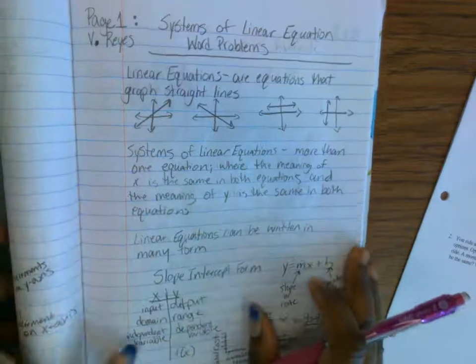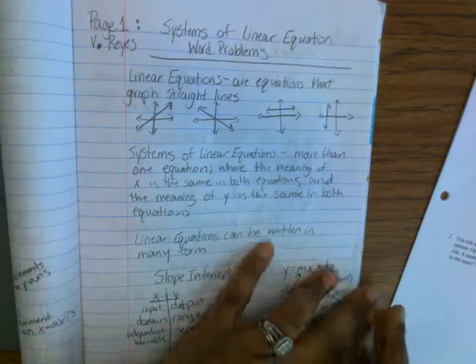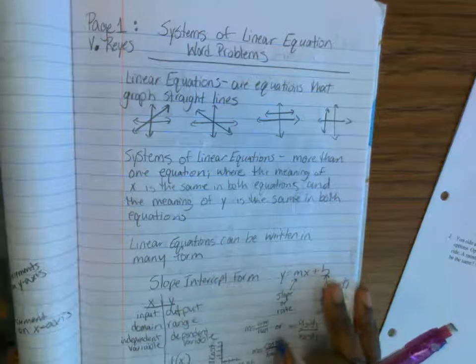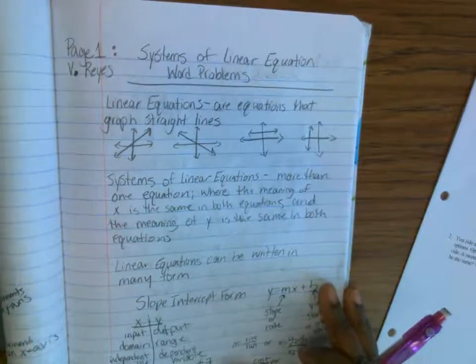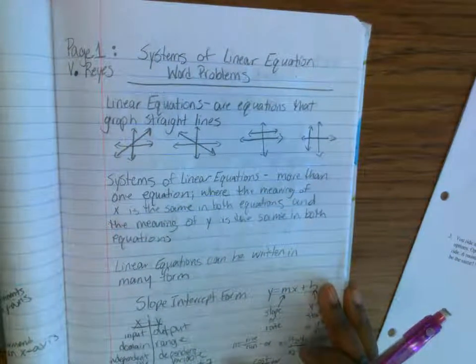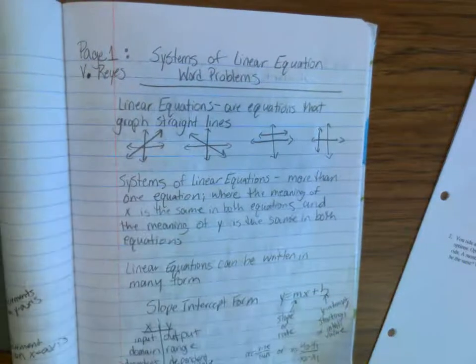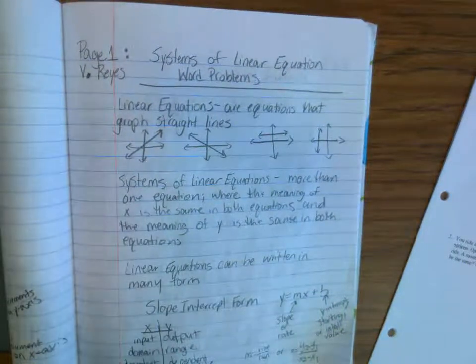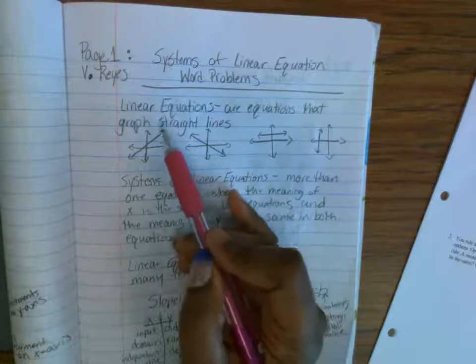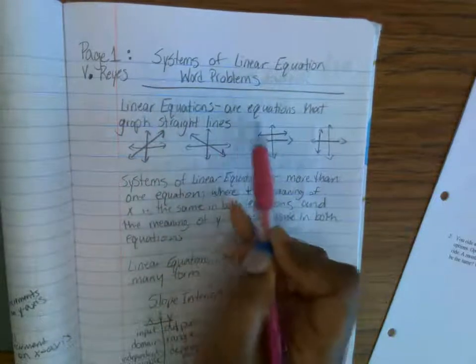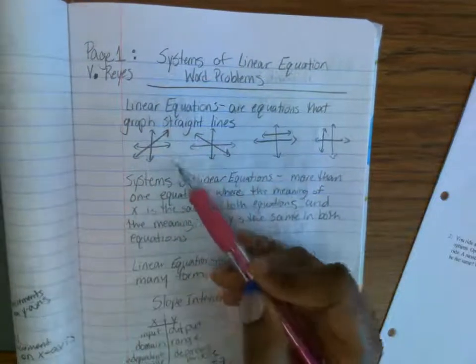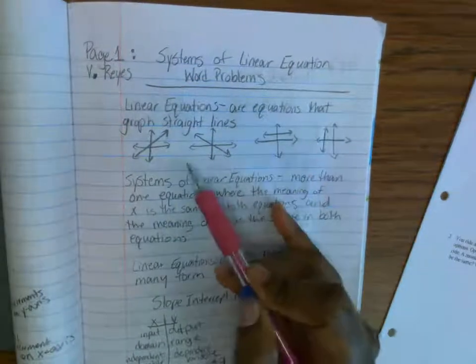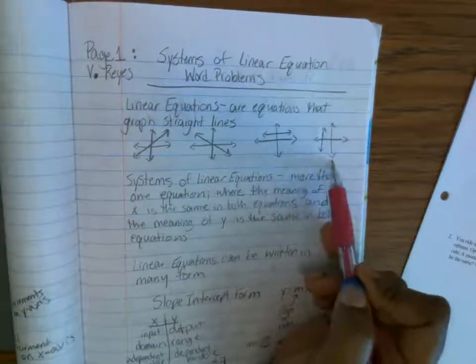All right, class. So today we're going to go through guided practice problems week 3. Before we do that, we're going to quickly review the notes that we did last week on systems of linear word problems. This was a quick review. Linear equations are equations that graph straight lines, and these are examples of the different types of linear equations here.